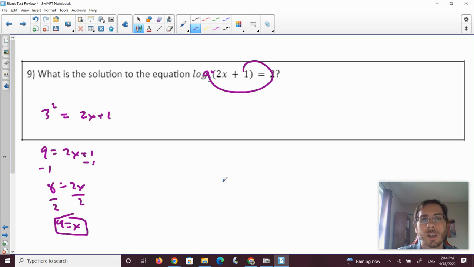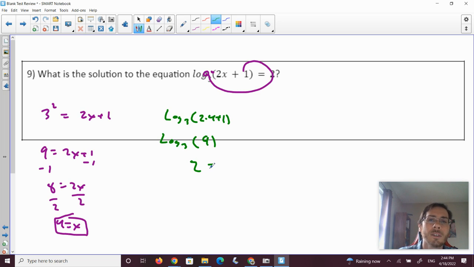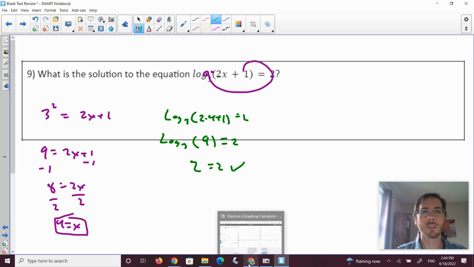We can double check it. We can plug it back in, so we could double check it by hand if we wanted to. So log base 3 of 2 times 4 plus 1. Log base 3 of 9. And yeah, 3 to the 2nd power is 9, so 2 equals 2, check. If we wanted to check it by graphing it, we could also do that. So we can also check it that way.